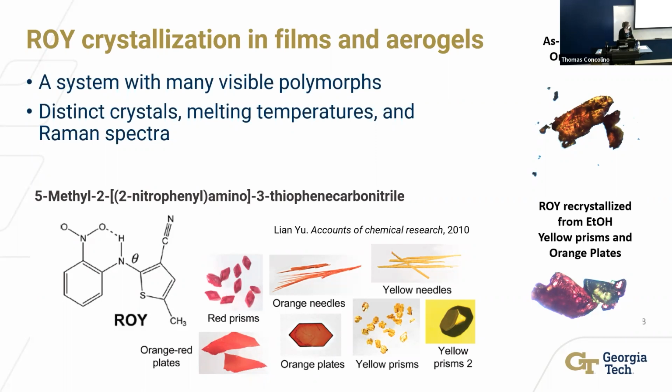It forms lots of polymorphs, including red prisms, orange needles, yellow needles, orange plates, and all of that. They have these distinct crystals, and they have different melting temperatures, Raman spectra, and XRD as well. So this one's a nice model system to work with, with lots of data available in the literature.